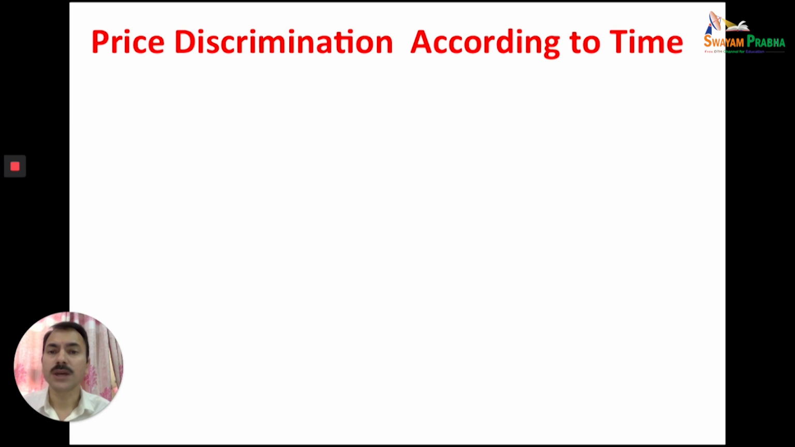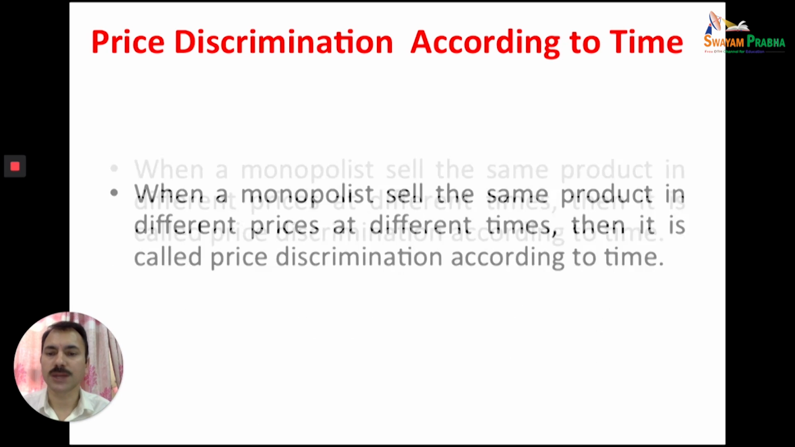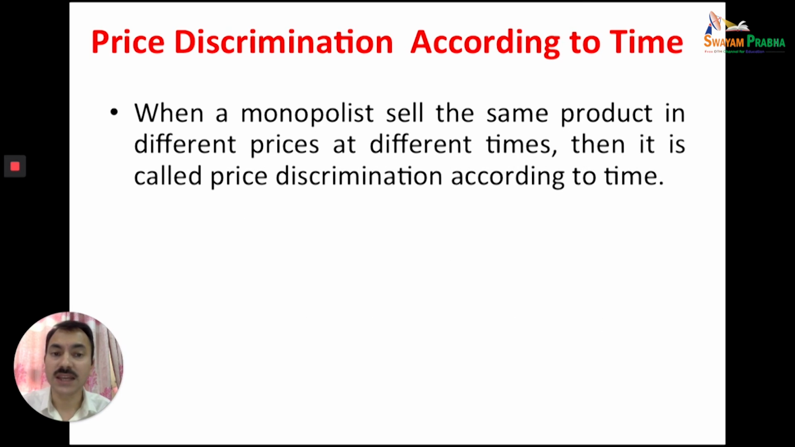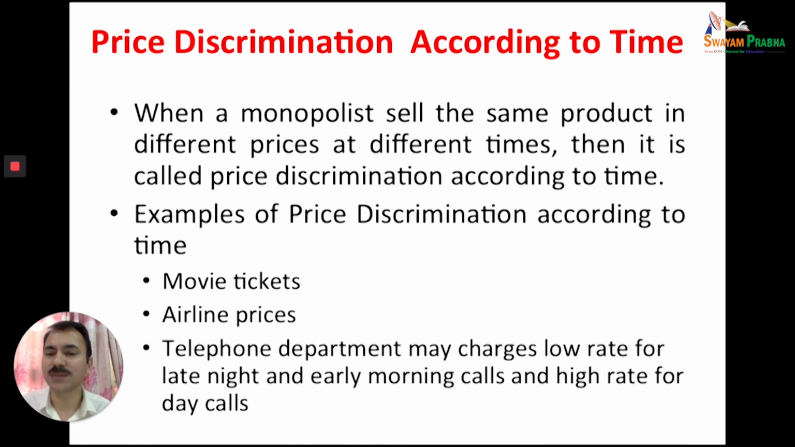Now, last one, price discrimination according to time. When monopolists sell the same product at different prices at different times, then it is called price discrimination according to time. The unit of the product is the same, but according to time, such as peak hour, maybe he will charge more for the movie tickets.